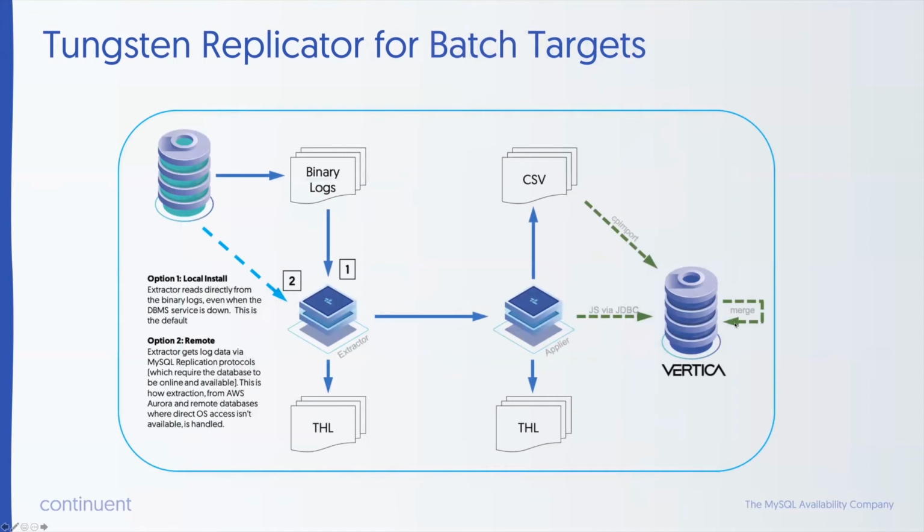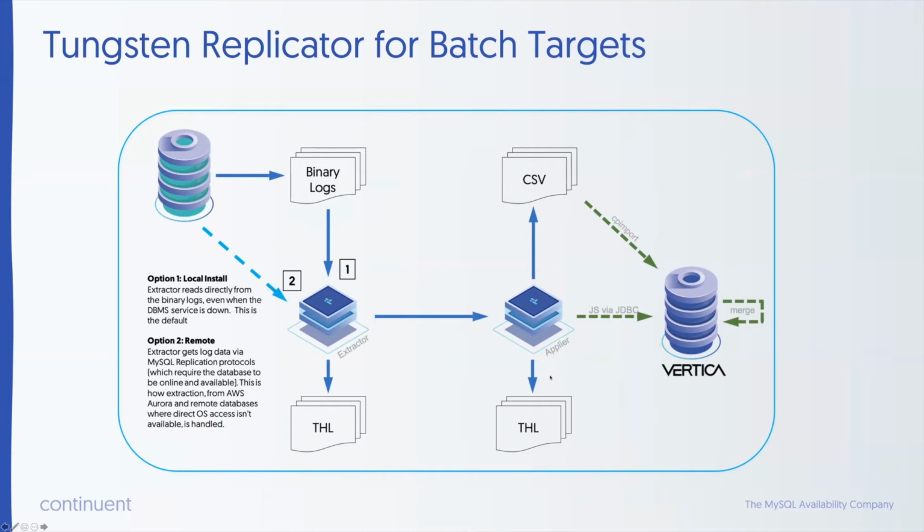In terms of batch targets, this example here is showing Vertica, but this would be similar for Redshift and for Hadoop. We would extract the information in exactly the same way. The applier, however, this time would work slightly differently. Now, this is obviously a Vertica example here.